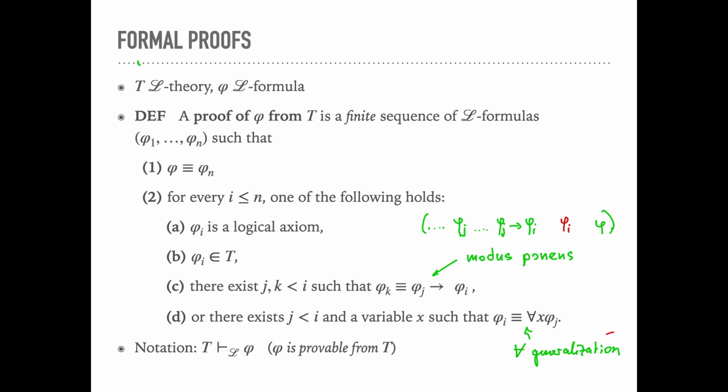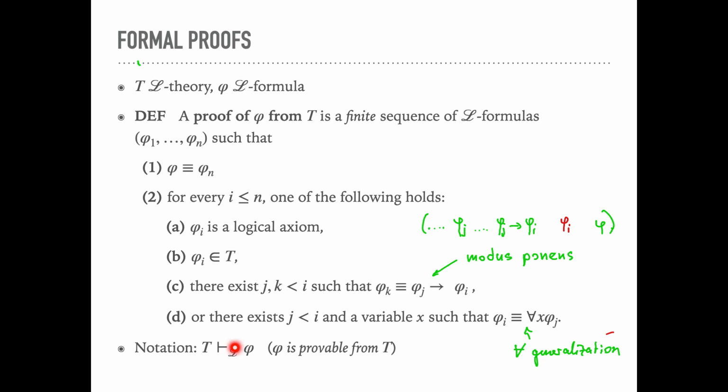If there exists a proof of phi from T, we will use this notation here: phi is provable from T. Note that here we have the subscript of the language, and we have to be a little bit careful now because we are in a strict syntactic setting. If we expand the language, we theoretically have more proofs available because there are more symbols available, right? So it's not immediately clear that this is independent of the underlying language. However, we will see this a posteriori once we prove the completeness theorem.